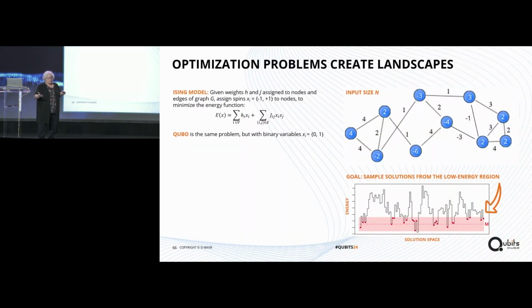So here we go. I think we all know by now that with optimization problems, you create landscapes. You get some kind of a logical input here, and a solution is an assignment of variables.